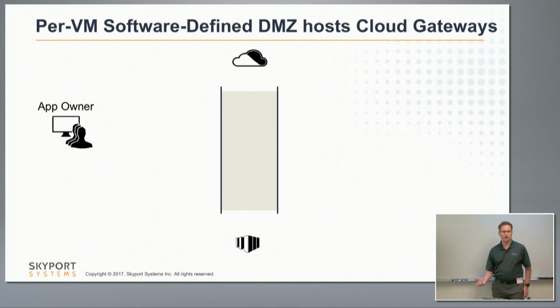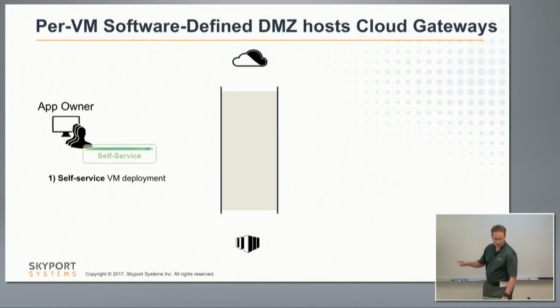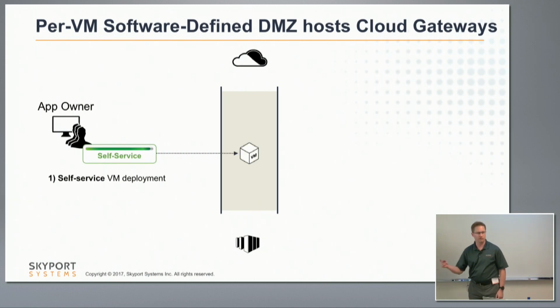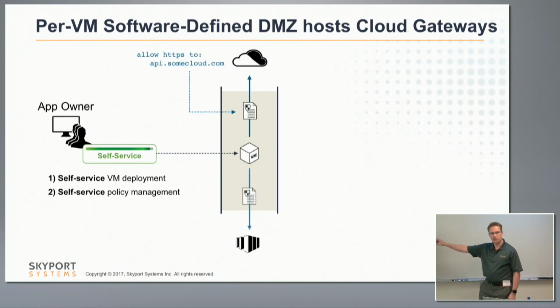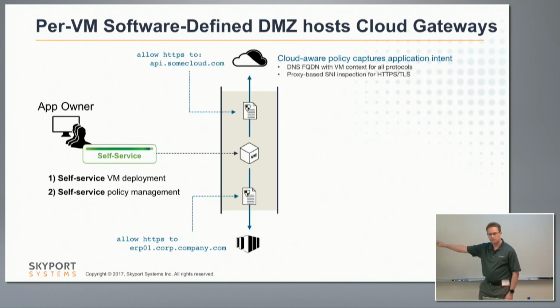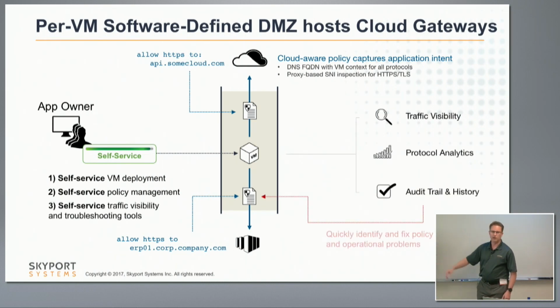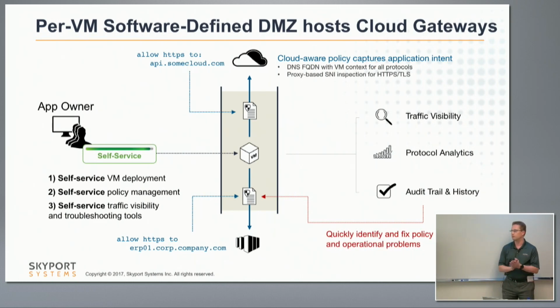If this is going to work, it works because it's self-service. You're the app owner. You deploy the VM yourself. You don't open a trouble ticket with the virtualization team. You get to put it there. You get to manage policies, and because they only apply to your app, that's all you've got. You can't break somebody else's app. You can update the policies yourself. And with the visibility we talked about, you can also troubleshoot these policies.